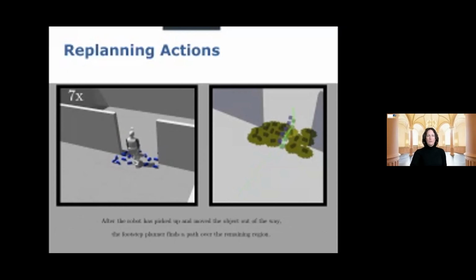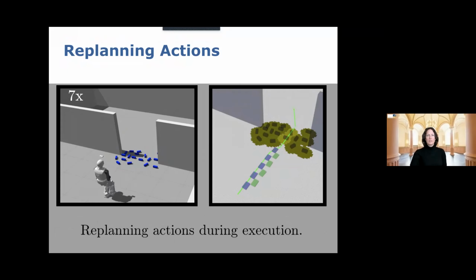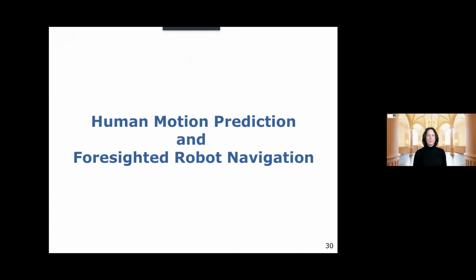Okay, so I've shown you our approach to realize navigation through cluttered scenes using planning on a cost grid. Now I come to the second part of my presentation, which is about human motion prediction and foresighted robot navigation. The prediction of human movements is important for a service robot to anticipate when and where service is needed, as well as to avoid interferences during navigation.